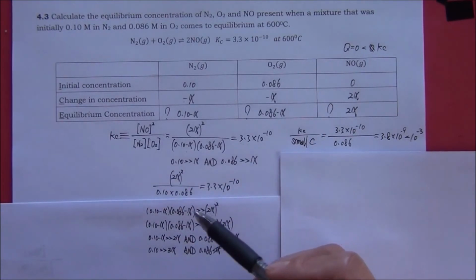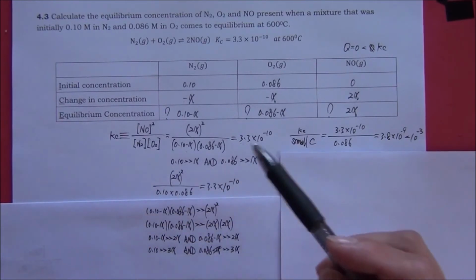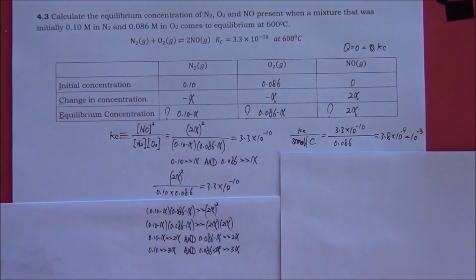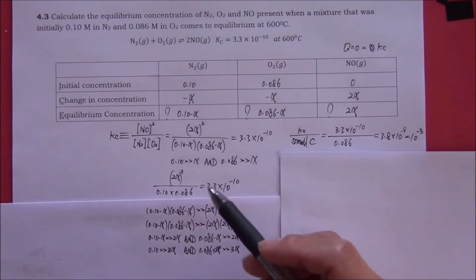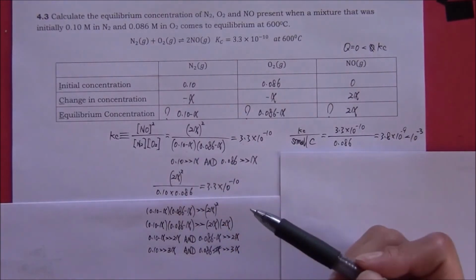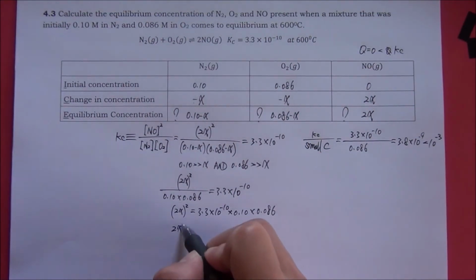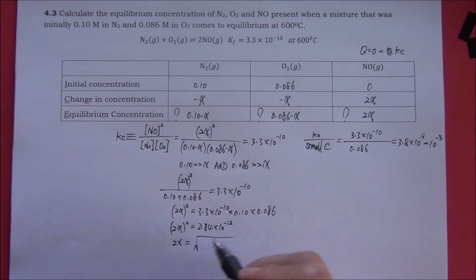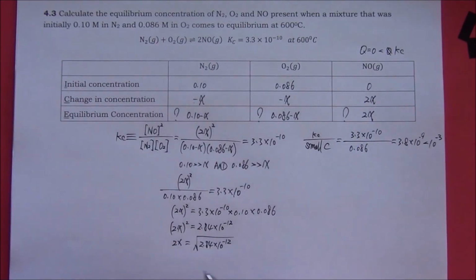As we can see here, it is a lot easier to find x with this equation than with this equation. To be sure our assumption is valid, I suggest you finish your calculation and then compare to the original concentrations of the reactants and see if our assumption is really valid. Because the equilibrium concentration cannot be negative, I only take the positive root.